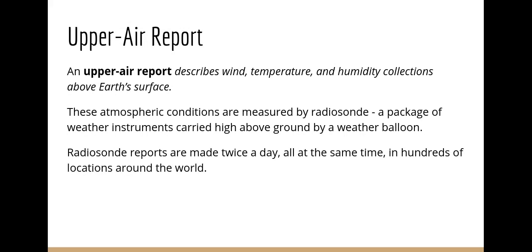A second report is an upper air report. An upper air report describes wind, temperature, humidity collections above Earth's surface. These atmospheric conditions are measured by a radiosonde, which is a package of weather instruments carried high above the ground by a weather balloon. Radiosonde reports are made twice a day, all at the same time in hundreds of locations around the world. And it's pretty neat that we can get all of this data all together, and that all these reports can be compiled or gathered together in one place to then show us what will happen with the weather.